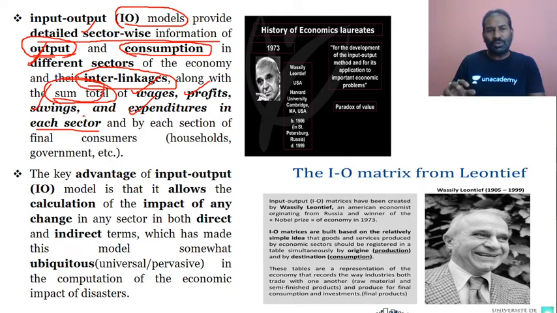It takes into consideration the wages, profits, savings and expenditure in each sector, and in each section of final consumers. The final consumer is each and every end consumer, that is, the household. So that is what the input output model is.